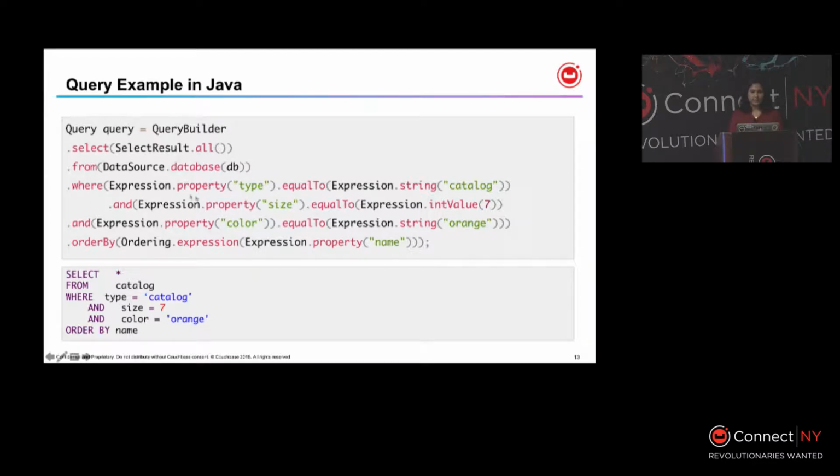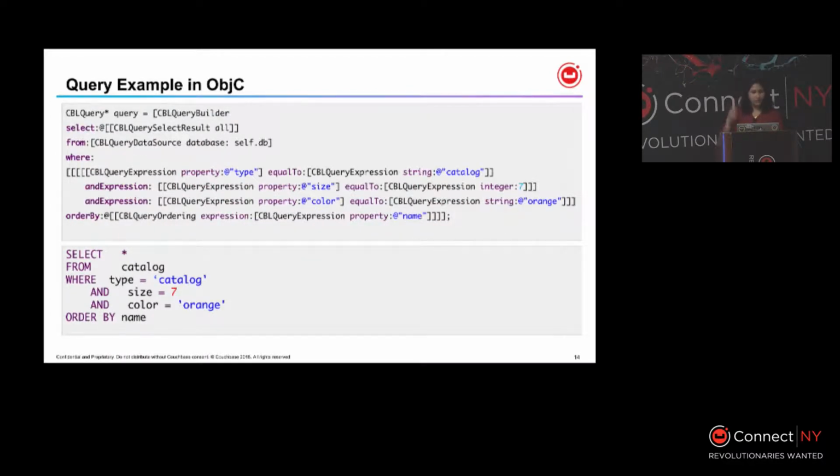In this example, I have a logical combination. I'm saying, OK, this property type is equal to catalog, and size is equal to the specific value. You can have or, not, and so on. And of course, you can have order by. We do support pagination, there's a limit and offset, and so on. As you can see, it maps very well to a corresponding SQL query, right? So it's very intuitive. If you come from a SQL world, this should be very familiar to you.